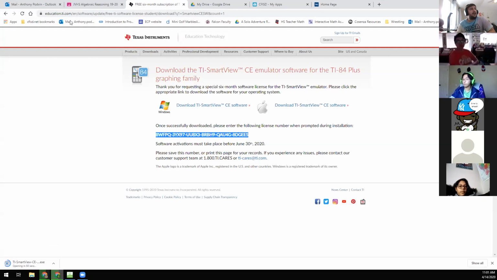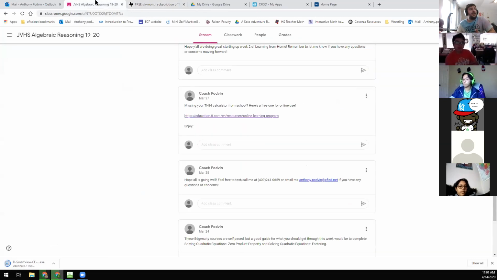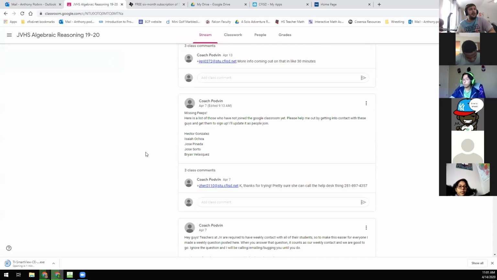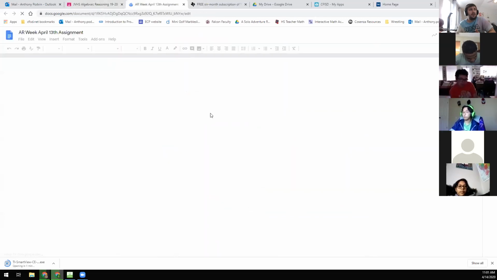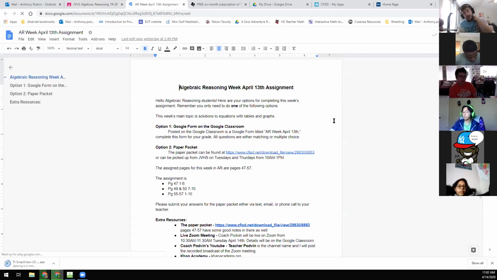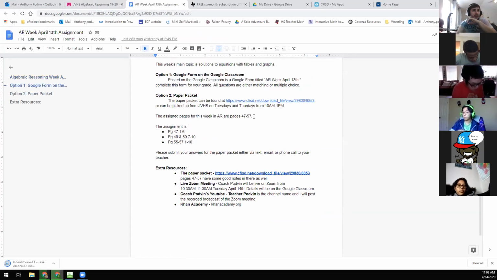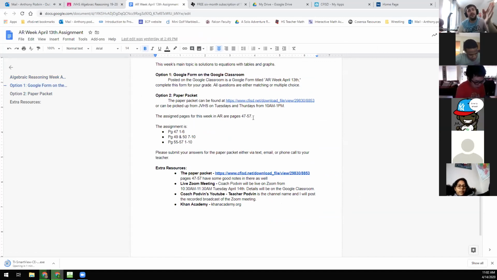Here's the thing. Here's what I did. Wait, did we ever have to do Edgenuity? I haven't done any requirements on there. So in the paper packet, here you go. It's pages 47 through 57 right here. It does not have numbers. Wait, is it required? Because I don't have the packet. No, it's not required.